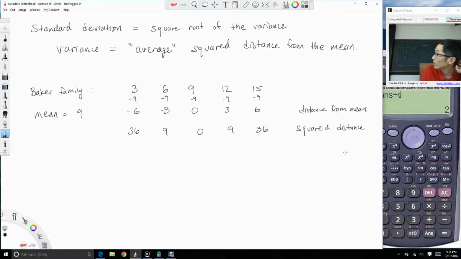So I'm squaring the distances from the mean. And if I asked, what is the average squared distance? I would add these up and divide by 5, right? But there's a special rule, and it's called Bessel's correction. You don't have to worry about this. And Bessel might actually have 2 L's in it, I don't know. We're going to add them up and quote-unquote get the average, which is going to be add them up and divide by n minus 1.